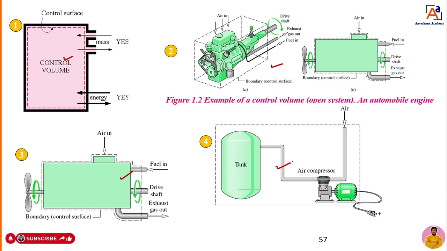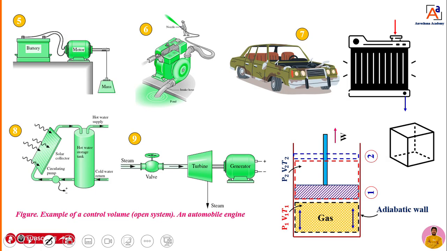Then you can take a pump. Then you can take a battery. Now how is it a battery? You can see now, this is going to have a definite volume. The definite volume is nothing but the control volume. Okay, so you can take a pump. You can take a car radiator. How is it a car radiator, dear students?